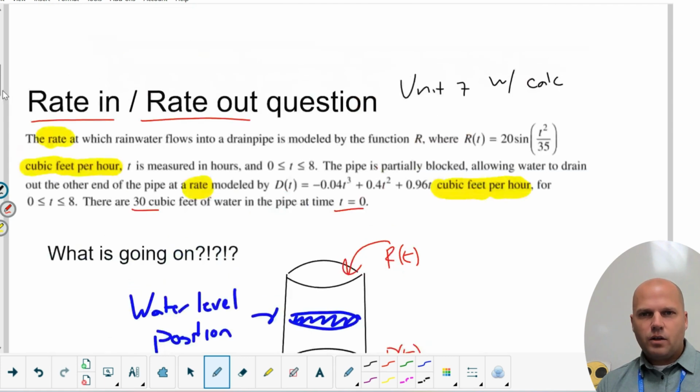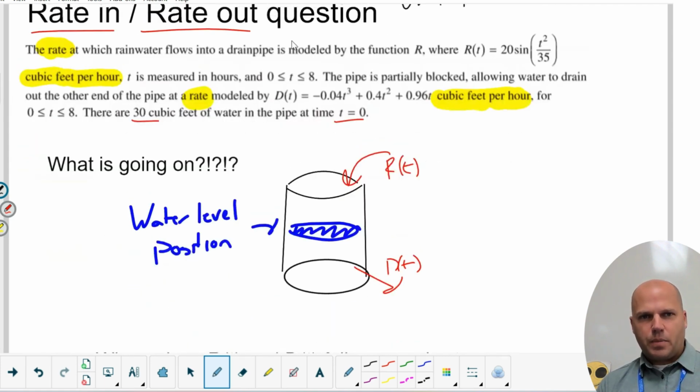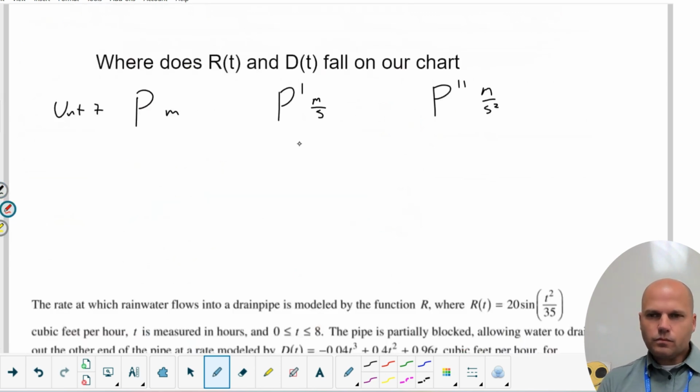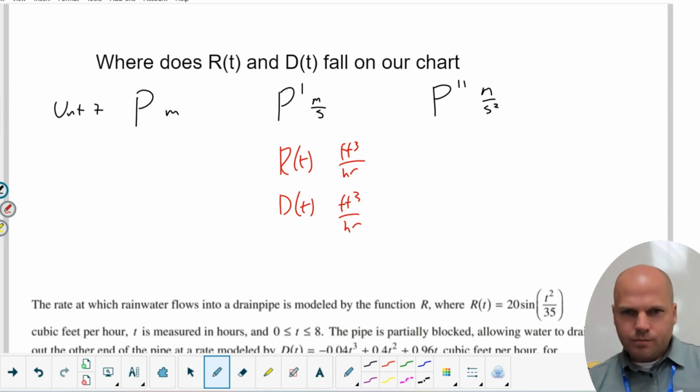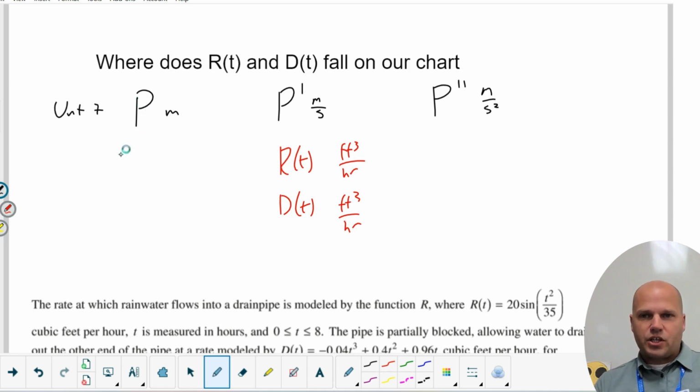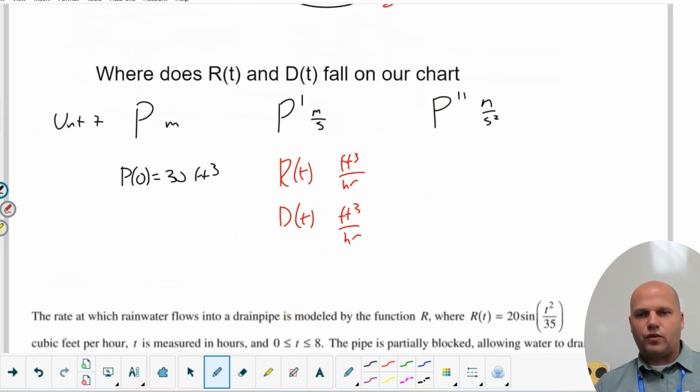Well, let's read the question carefully. The rate at which rainwater flows into the drain pipe: cubic feet per hour. The rate it flows out of the drain pipe: cubic feet per hour. What we realize is that R and D are both velocities. They are both rates of change, like y's per x, or meters per second; in this case, cubic feet per hour. We're also given a position: my amount of water at time 0 was 30. That's cubic feet. That's a position. So we were given one position and two velocities.